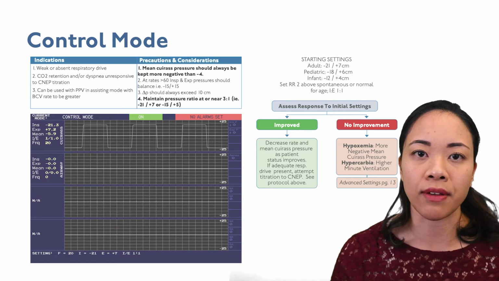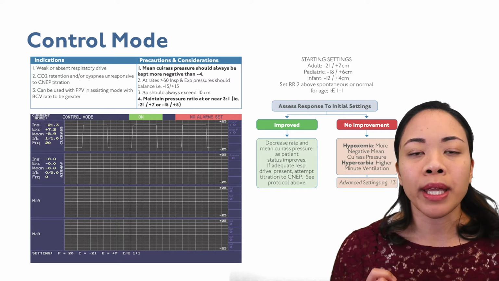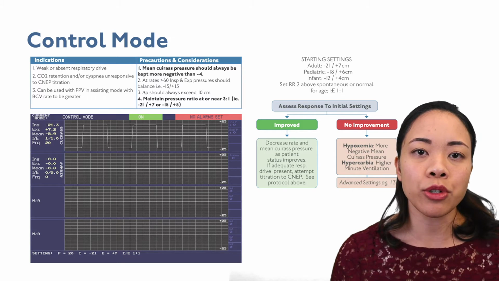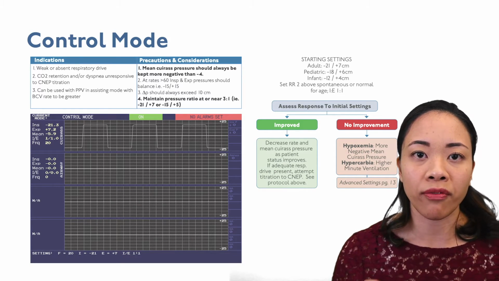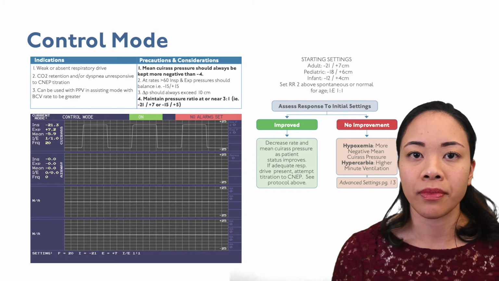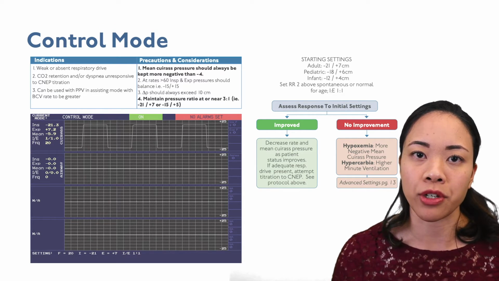-25, +7. We said that we had to at least have a balance of 3:1. However, we could also adjust the ratio from 4:1 or 5:1 to increase the end expiratory volume in their lungs. It'll drive down that mean Cuirass pressure.